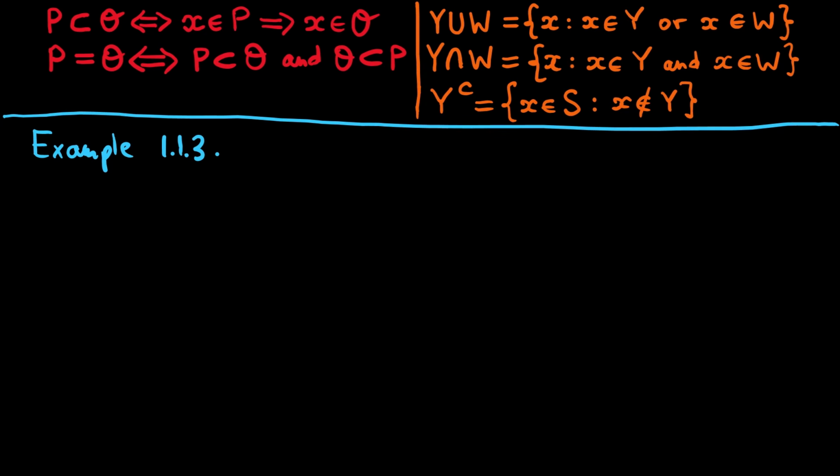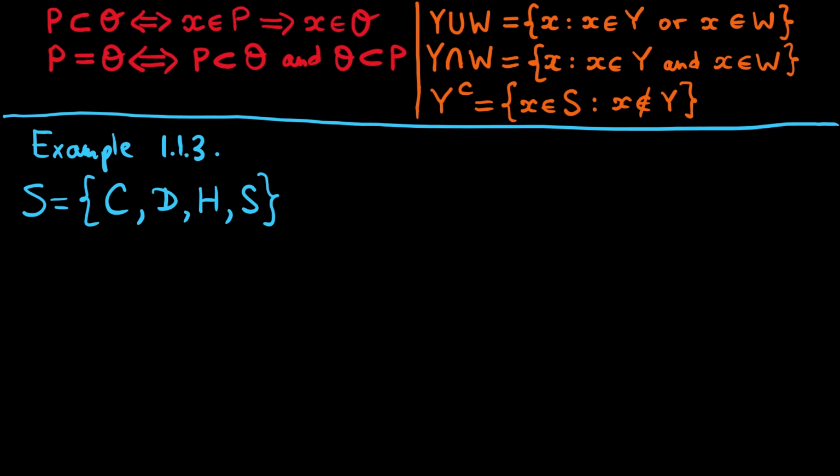Example 113 says we select a card at random from a standard deck and we note its suit. The suit can be clubs, diamonds, hearts, or spades. When we select a card from the deck, we only note its suit and discard any other information. The suit is all we're interested in, and there are only 4 possible suits, so there are 4 possible outcomes. We put these in a set, and that's the sample space for this experiment.